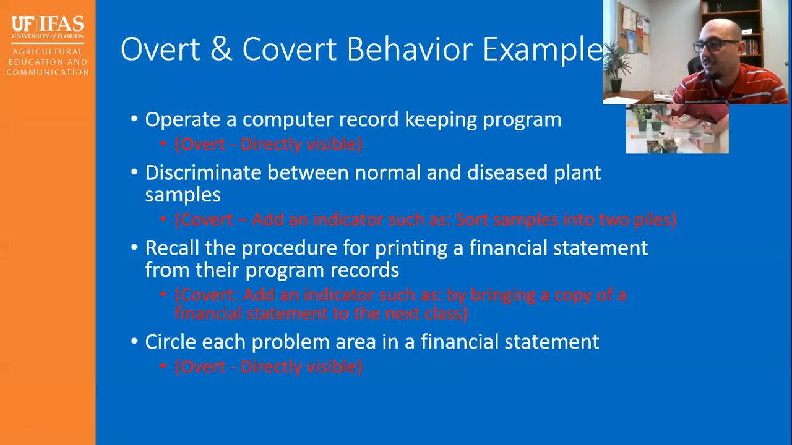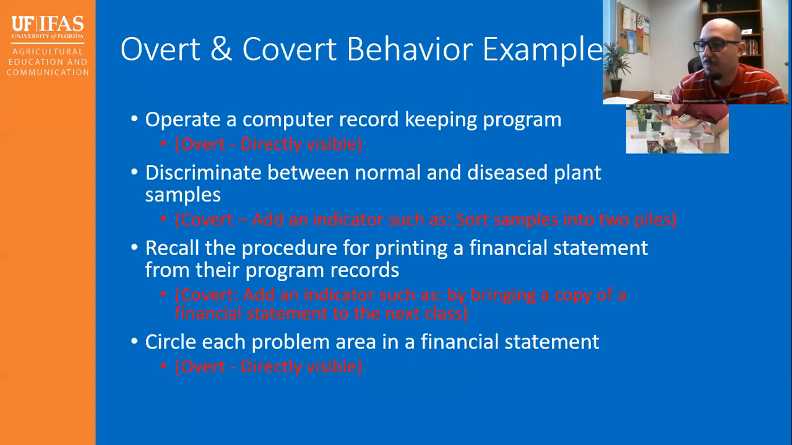So this slide expands that concept a little bit more. Operate a computer record keeping program. That's something observable. You can look at someone doing that. Discriminate between normal and diseased plant samples. That's covert. You have to add an indicator so you can actually see it. So, for example, sort into two piles, one with normal plant samples and one with disease. You can actually observe that and evaluate their performance at that point.